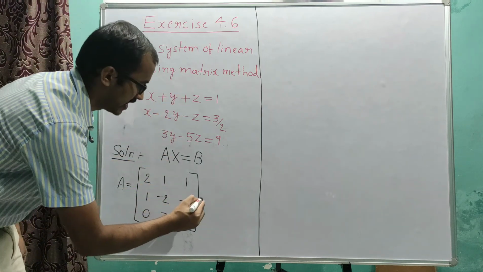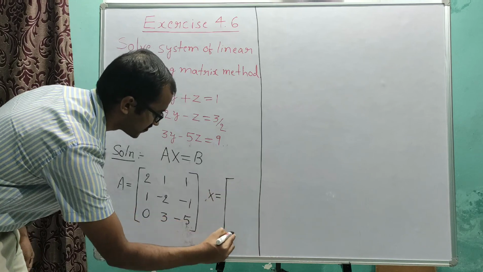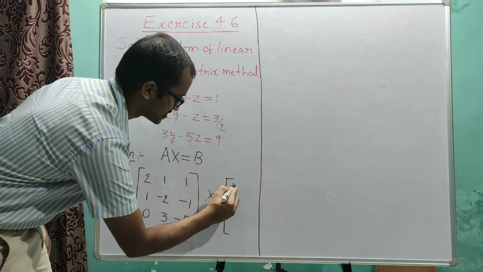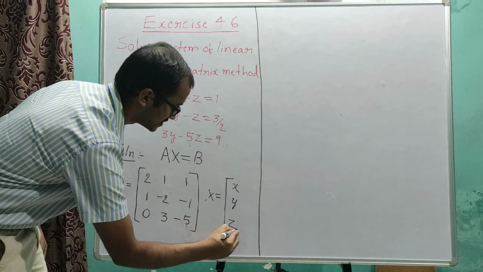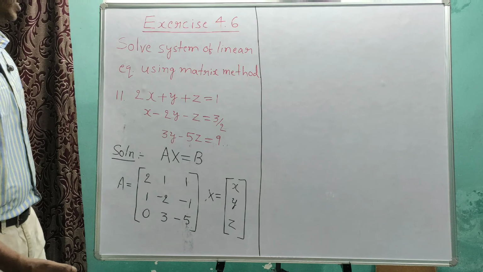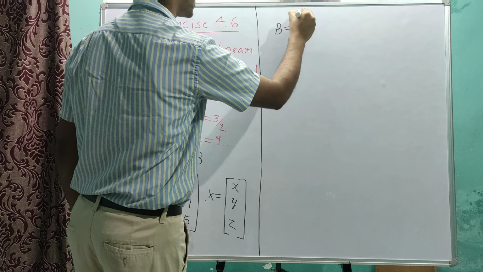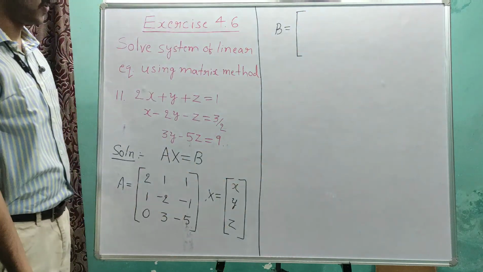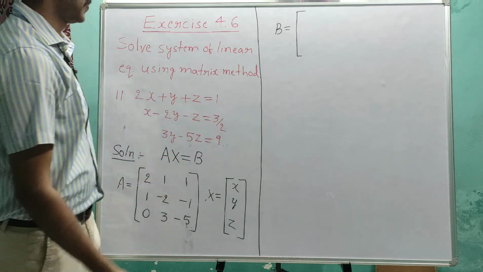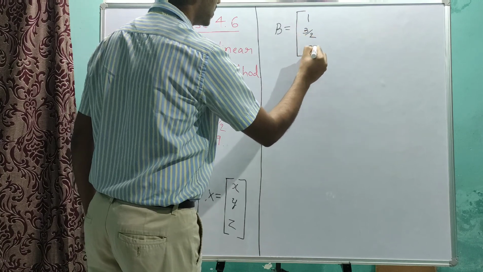And the matrix X is the column matrix, so that is equal to, we write the variables, here the variables used are x, y and z. Again matrix B is the constants in the RHS of the equations. Their constants are 1, 3 by 2, 9.